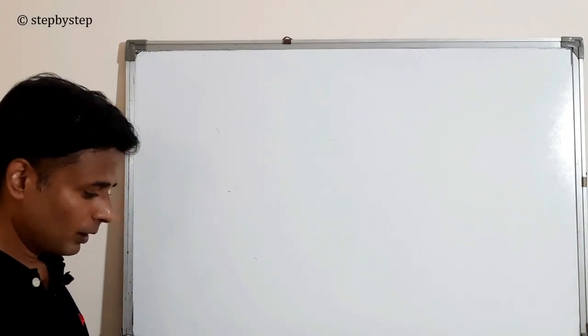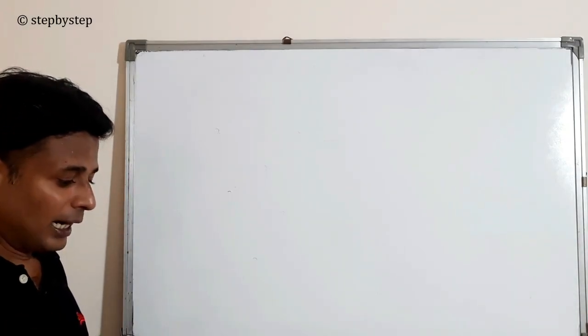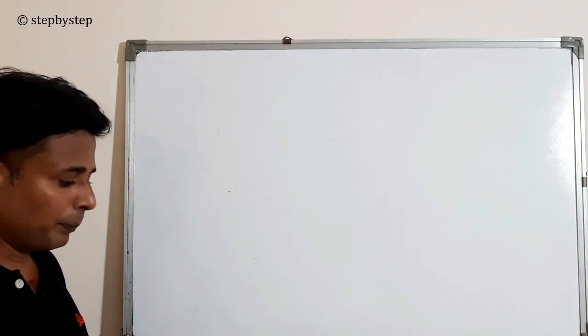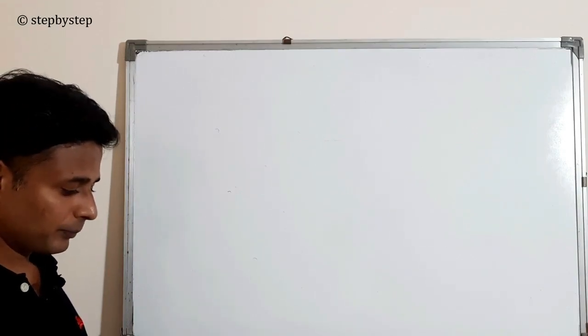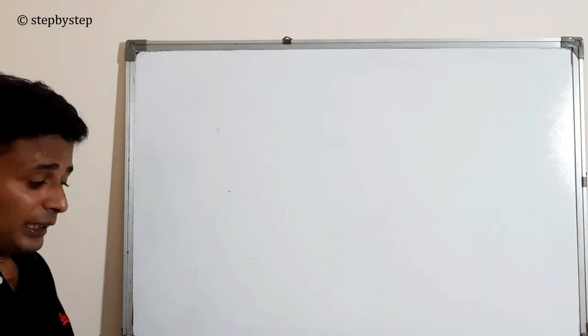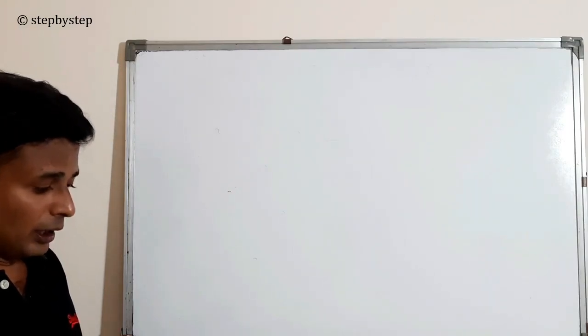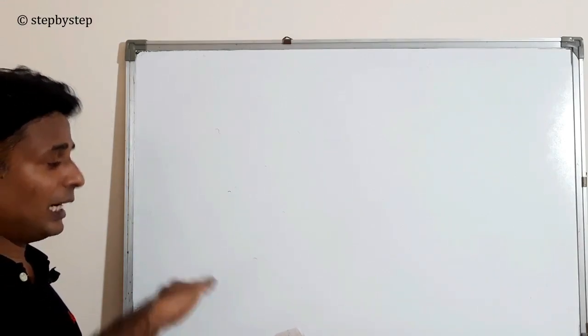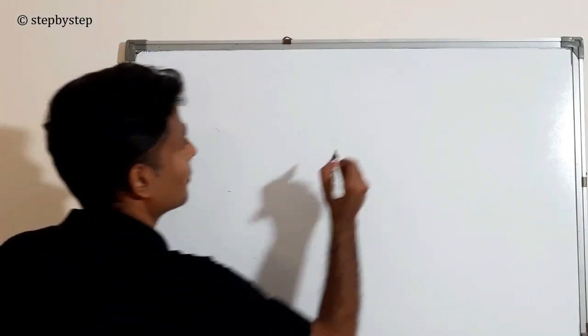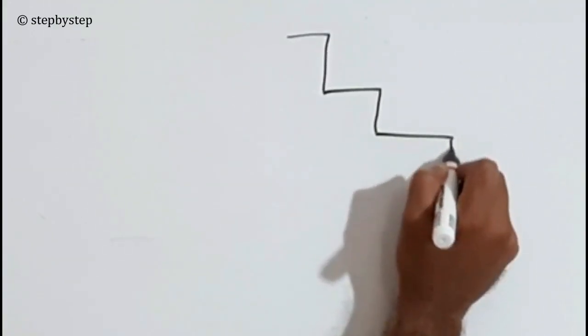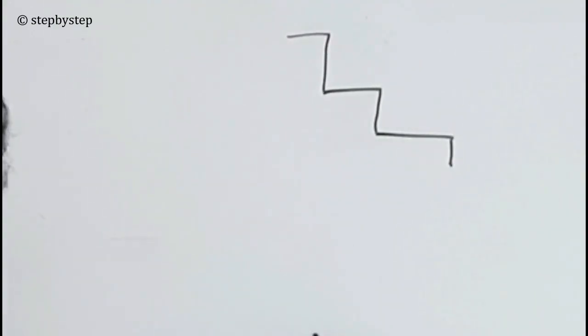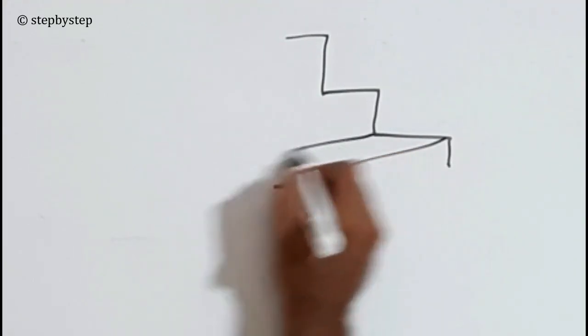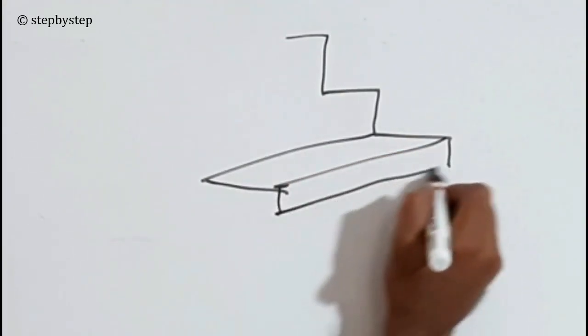Next problem: a small terrace at a football ground comprises 15 steps, each of which is 50 meters long and built of solid concrete. So there are 15 steps in a terrace. The terrace would be something like this. There are 15 such steps which are 50 meters long.